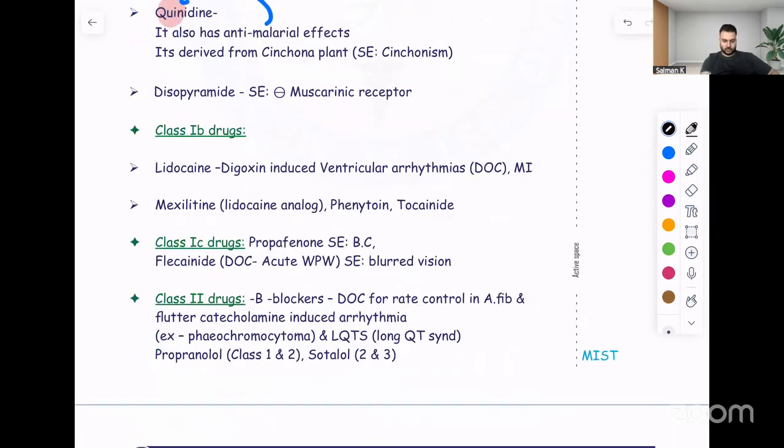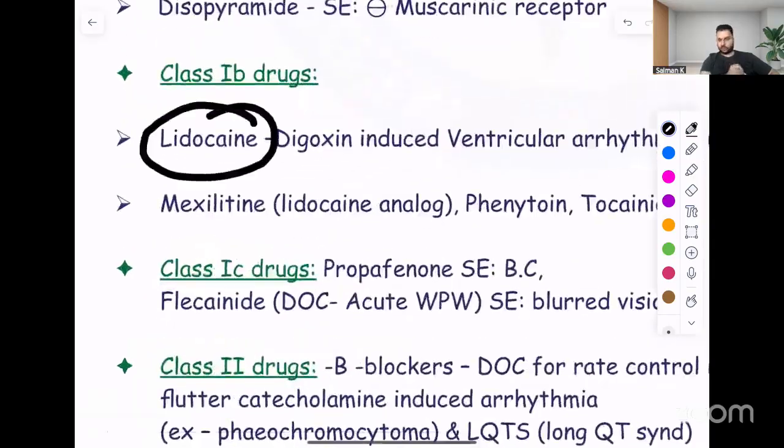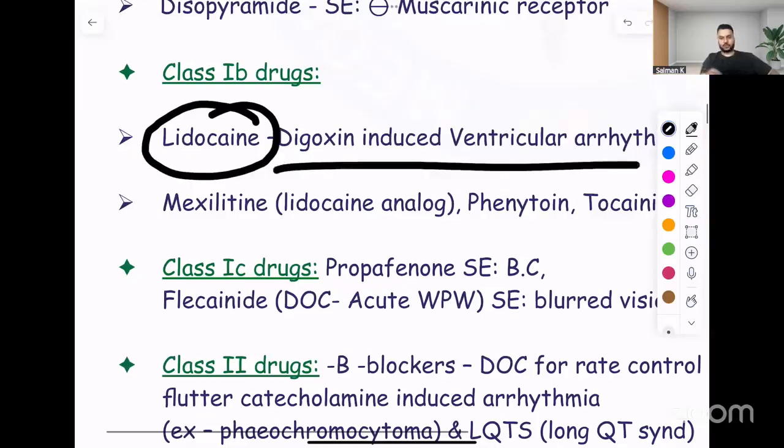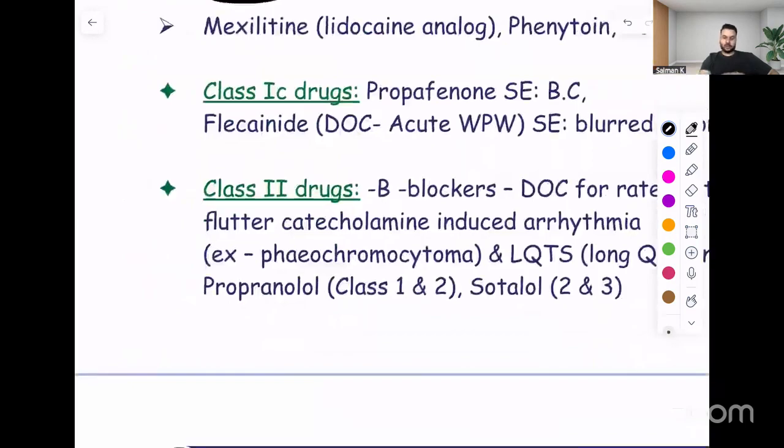Next, class 1B, you need to know one drug called lidocaine, which happens to be the drug of choice for digoxin-induced arrhythmia. Next is flecainide. For flecainide, please change it and remember it as the drug for prevention. It's used in WPW, but correct it to prophylaxis. Maintenance we can go for flecainide. Sometimes we can use it in treatment also, but mostly prevention of WPW will go for flecainide.